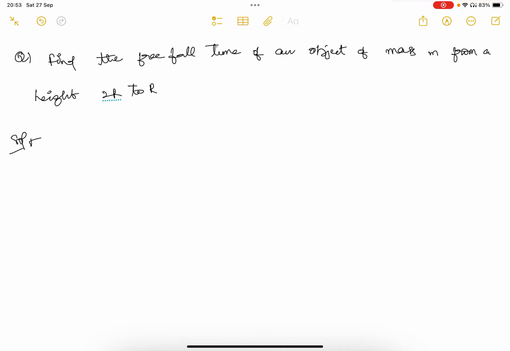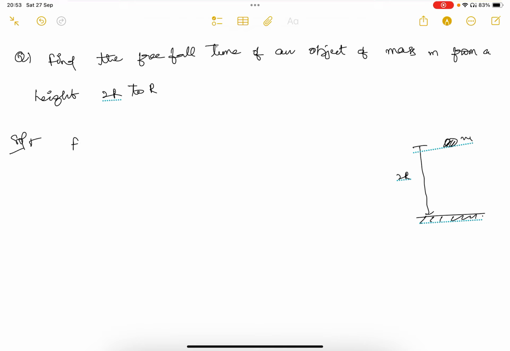Here, let's assume this as the surface of the earth, right? From here, the object, which has mass m, is initially at a distance of 2r, and what will be the time it takes to reach a height of r? So let's start.